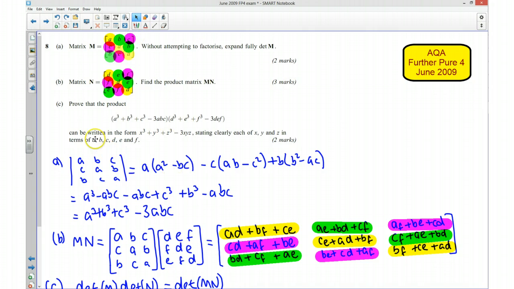So I could write the determinant of this here in this form, x cubed plus y cubed plus z cubed take away 3xyz, because the x would be the yellow bits, the y would be the green bits, and the z would be the pink bits.